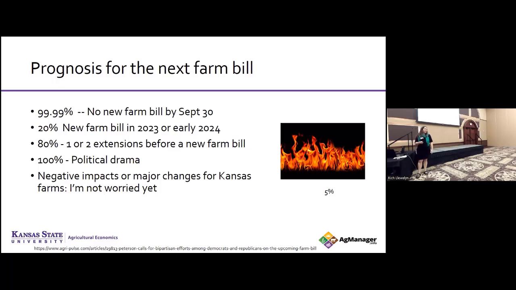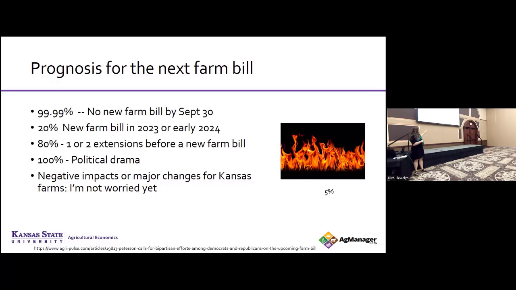So where do I think we're at right now? There's no way we're having a new Farm Bill before September 30th. I'd say maybe some small probability by late 2023 or 24, you could get a new Farm Bill. I'm thinking though an extension is going to be more likely given the environment we're in. So not too many changes. I do think, at least what I call political drama, I think that's what we're seeing right now. It's going to be a very politicized process. I'm not worried right now about anything or any major changes for Kansas farms.